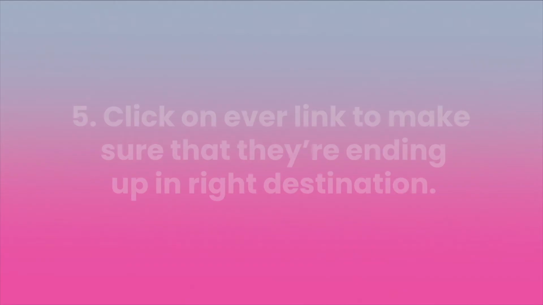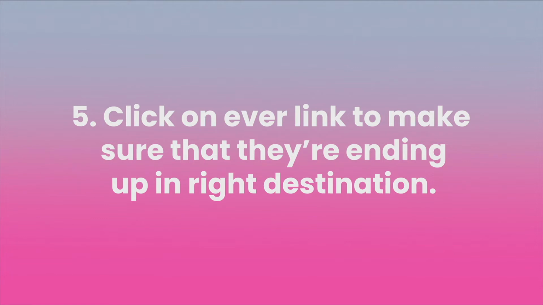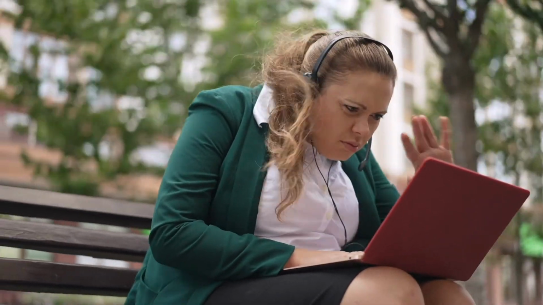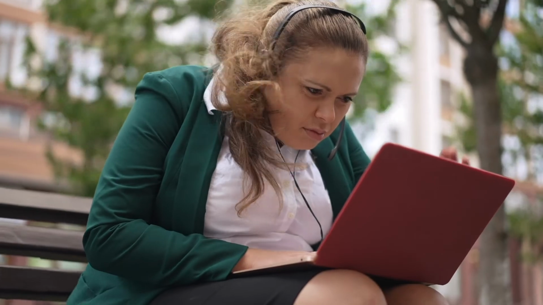Number 5 is click on every single link to make sure that it's ending up in the right destination. The last thing you want is customers trying to find a specific product that they know they're going to buy. They're clicking on the email, but it goes to a completely different product or collection. Now, it is really important that your CTA links are linking to the right place. So just click on every one, take that extra time, and make sure that they're going to the right place.